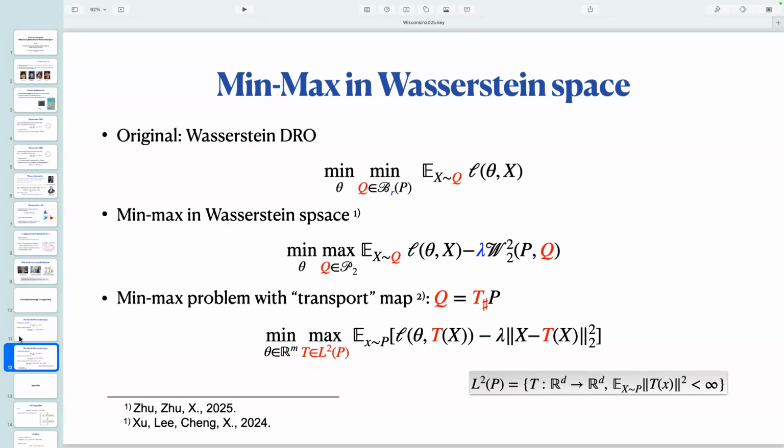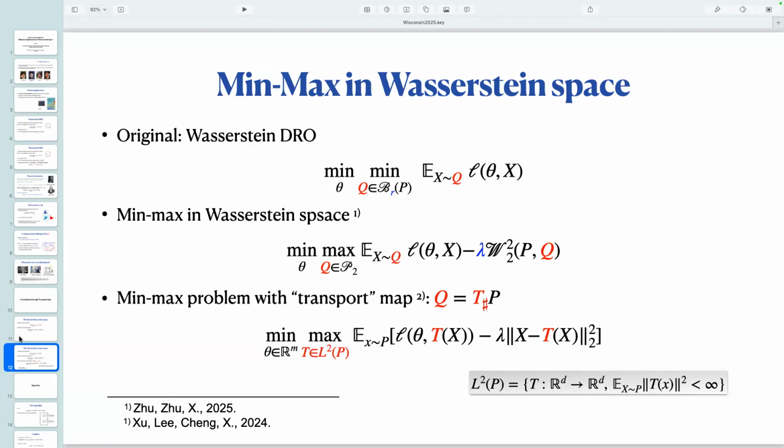Now I want to capture my Q. The main idea is basically that I can capture my Q as some T, the push forward of P. If you recall from my Wasserstein definition, this says that if I move my data points in a certain way, this will change my distribution. And this T then becomes my objective, my decision: how do I move my data such that I will move my distribution towards the worst distribution?